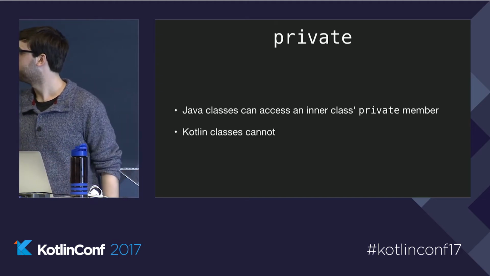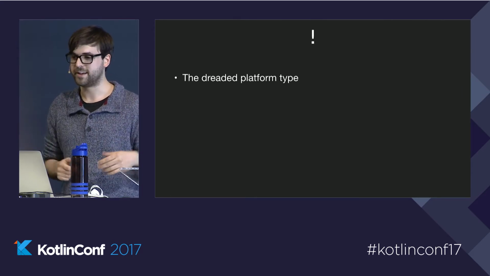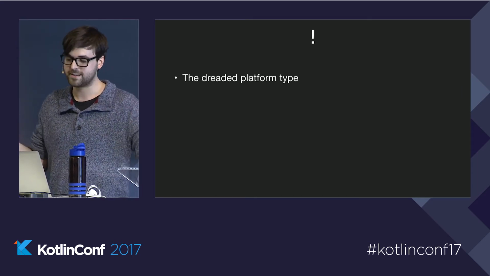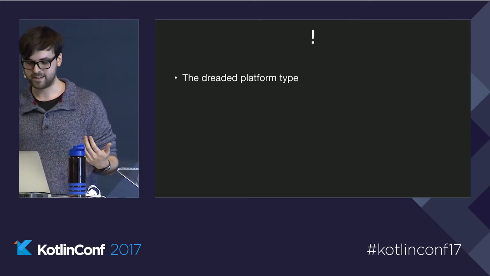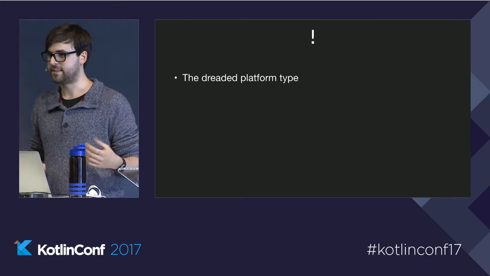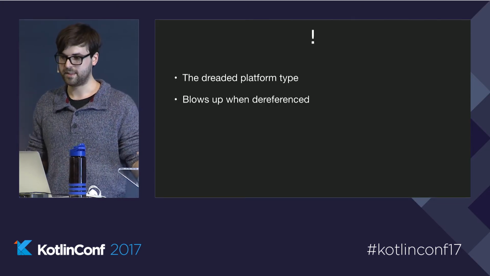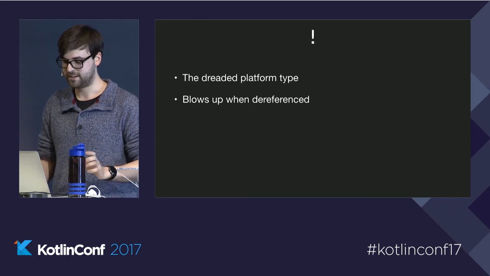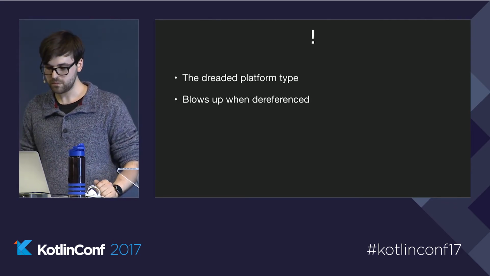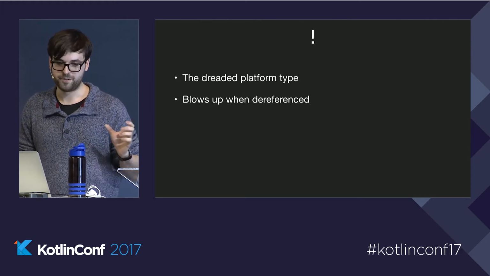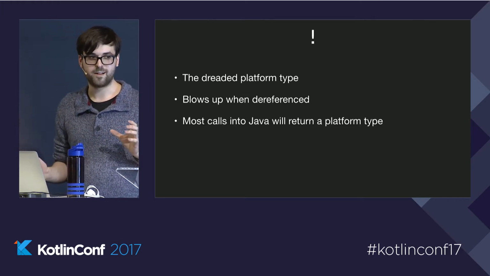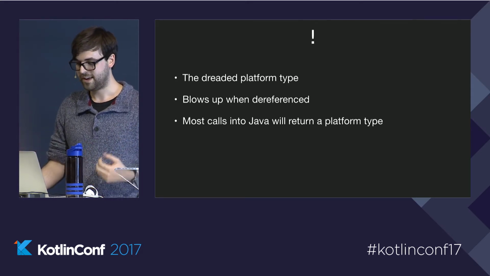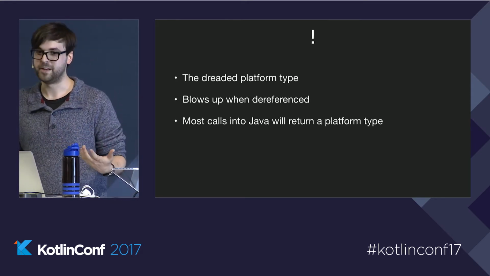Let's talk about my favorite subject. Platform types. So platform types are when you call into Java and you get something like String!, like getIntent in Android returns String!. And what that means is, well, it blows up when it's dereferenced, right? It's not a compile time check, it's a runtime check, right? Essentially, it's just like Java. If you dereference it, you get a Kotlin null pointer exception. So most of your calls into Java are going to return platform types. So if you interop a lot, you're going to get a lot of String!. And at least I make it a point to try to eliminate as many of these as I can.